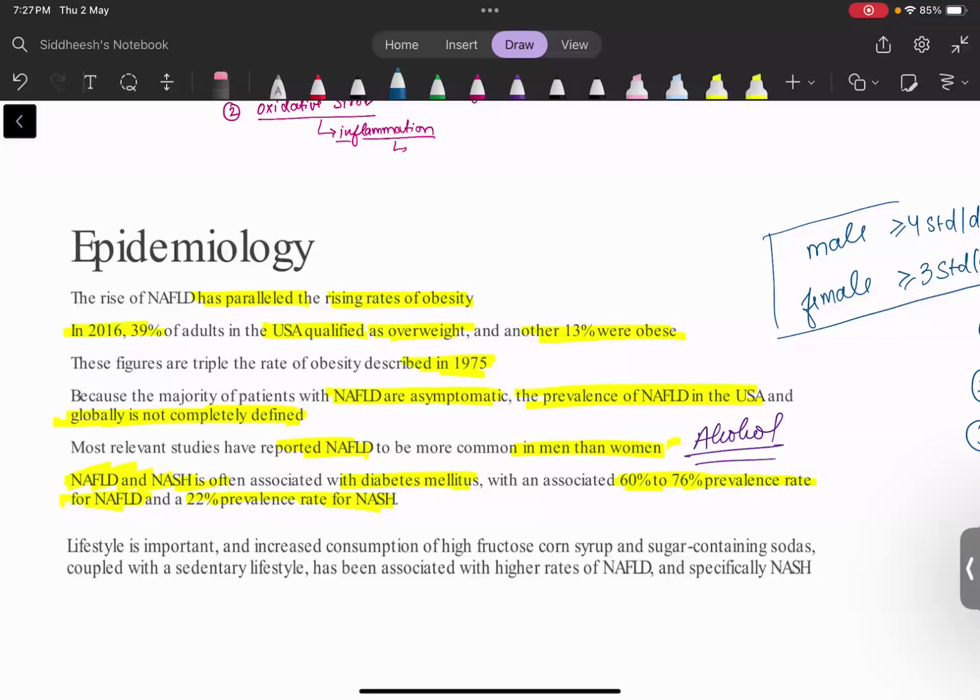No, perfectly fine. Okay. Now, the major parts, lifestyle modifications: increased consumption of high fructose corn syrup and sugar containing sodas, coupled with a sedentary lifestyle, lazy people, has been associated with higher rates of NAFLD, and specifically NASH afterwards. So go and have one ultrasound, then do your LFT. If it is showing NAFLD symptoms, then stop drinking sugary drinks, stop eating sugary fruits, stop eating junk foods, and do some daily exercise.